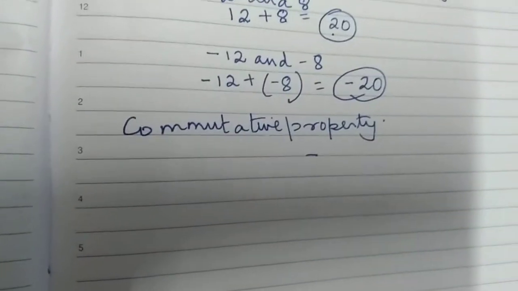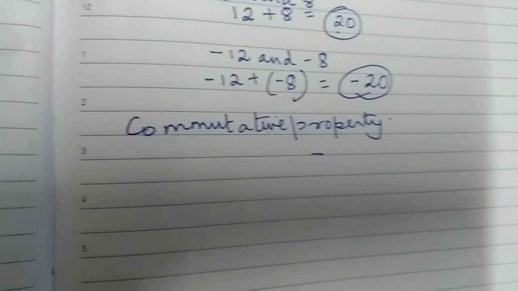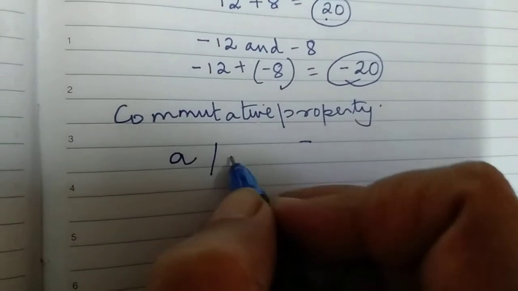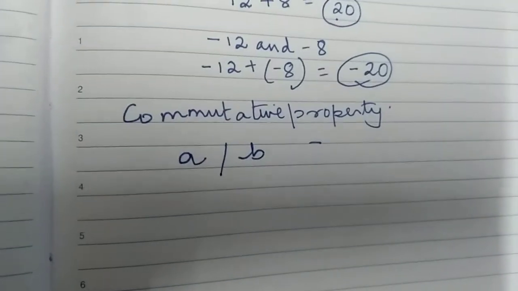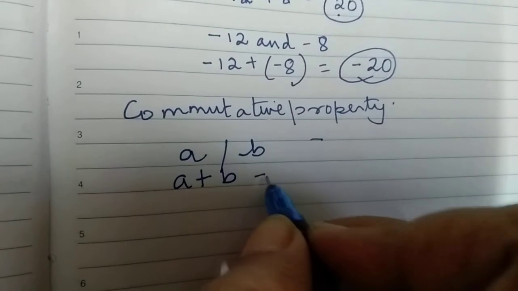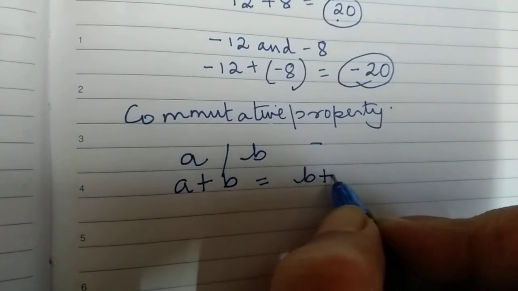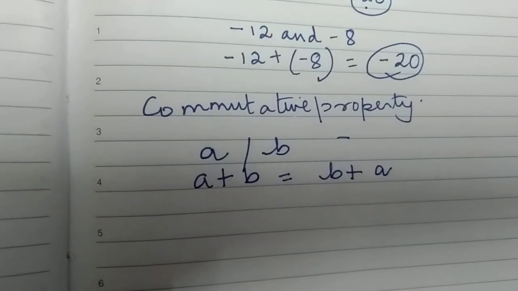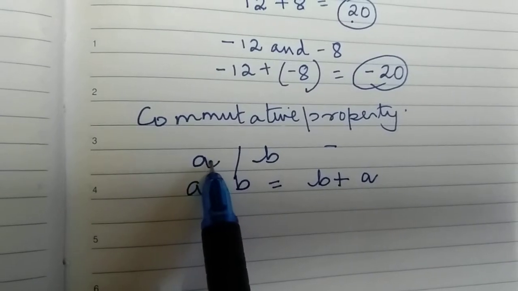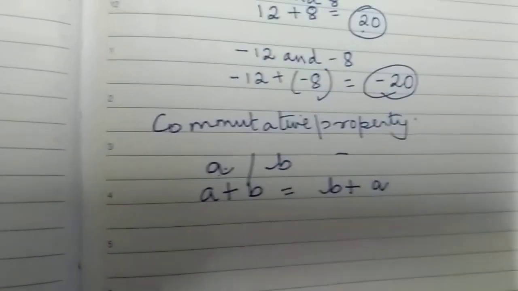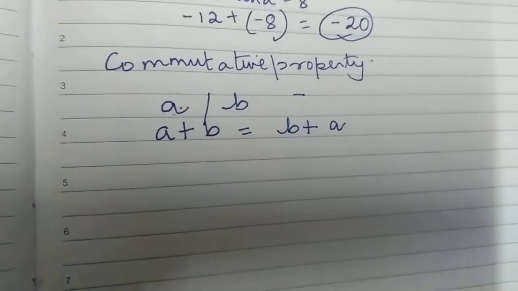The next property which we have is the commutative property. Now, what do we understand by commutative property? Commutative property means that if we have two integers a and b, they are two separate integers, if we add up a plus b, then that should be equal to b plus a. Whatever result you get for a plus b will be equal to b plus a.